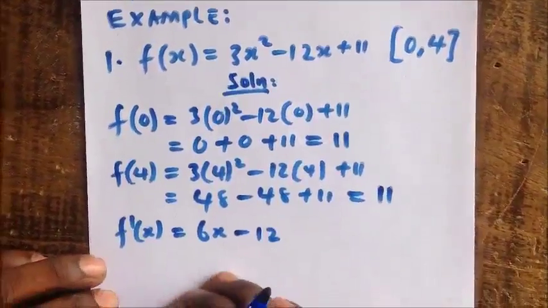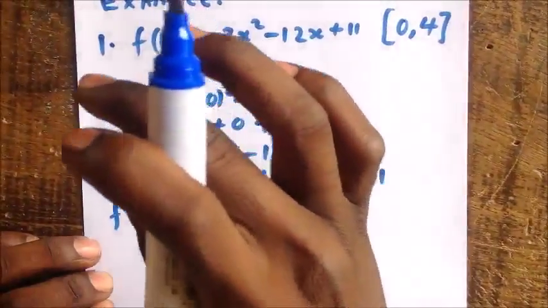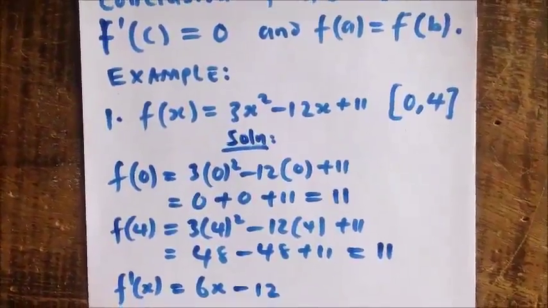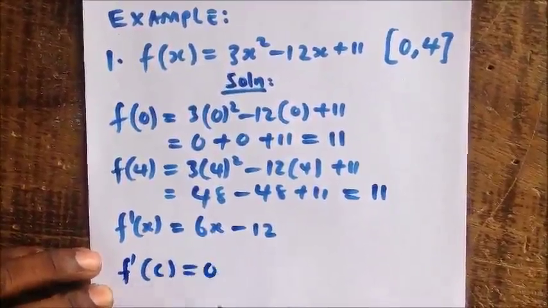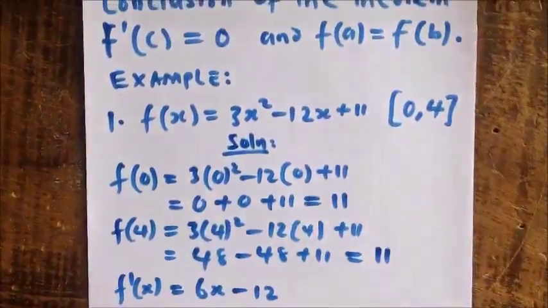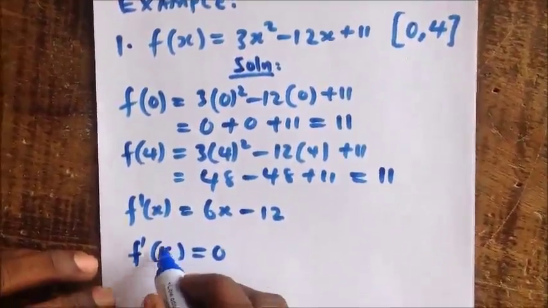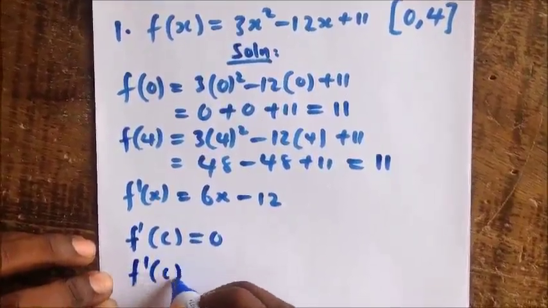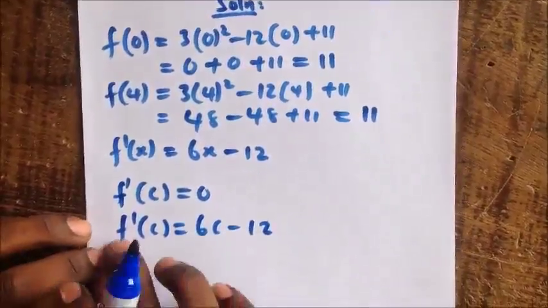Then, to find that number that exists in this interval (0, 4), as I told you before, you have to use the conclusion of the theorem, which is f prime of c is equal to 0. What is f prime of c? From the beginning to this point, we don't have f prime of c, but we have f prime of x. Since we have f prime of x, now we can find f prime of c. Anywhere we have x in f prime of x, we replace it with c. So f prime of c is equal to 6c minus 12.